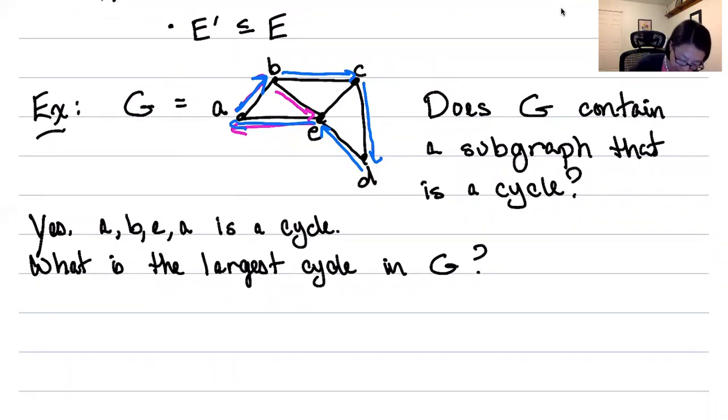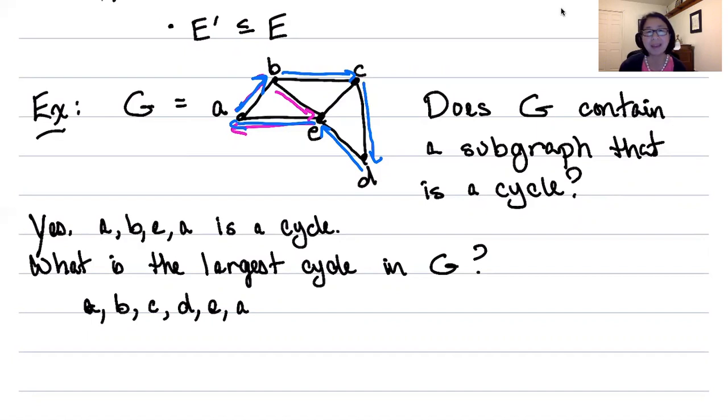So for example, we could do A, B, C, D, E, A. It might not have to be just one largest cycle in G, but I think it's actually the largest cycle in G. I mean, of course, you could start at B and do B, C, D, E, A, B, but I think there's sort of one largest cycle, really.